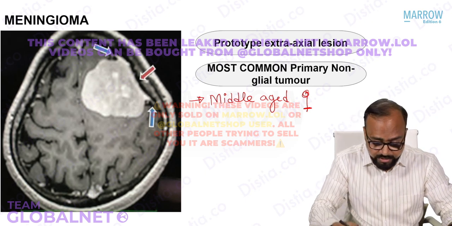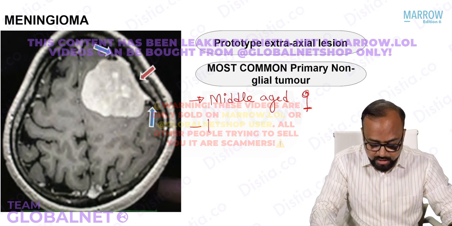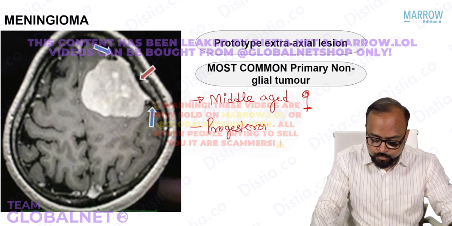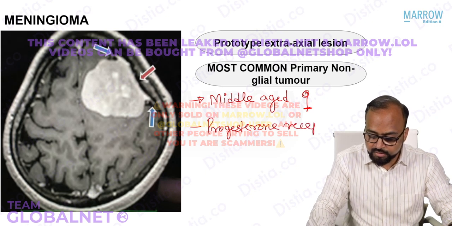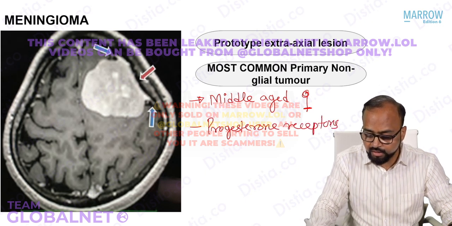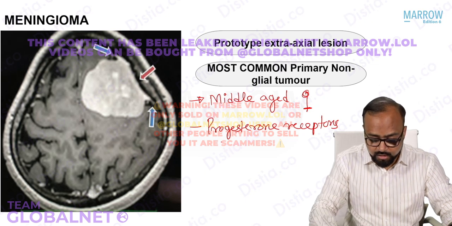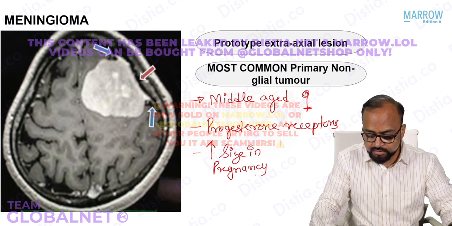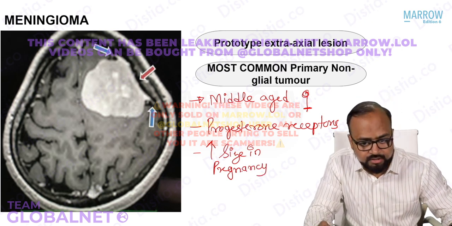Peculiarly, remember, meningiomas can have progesterone receptors, and therefore if a young female has this particular meningioma and is pregnant, it can significantly increase in size in pregnancy. Because they have progesterone receptors, this can happen.